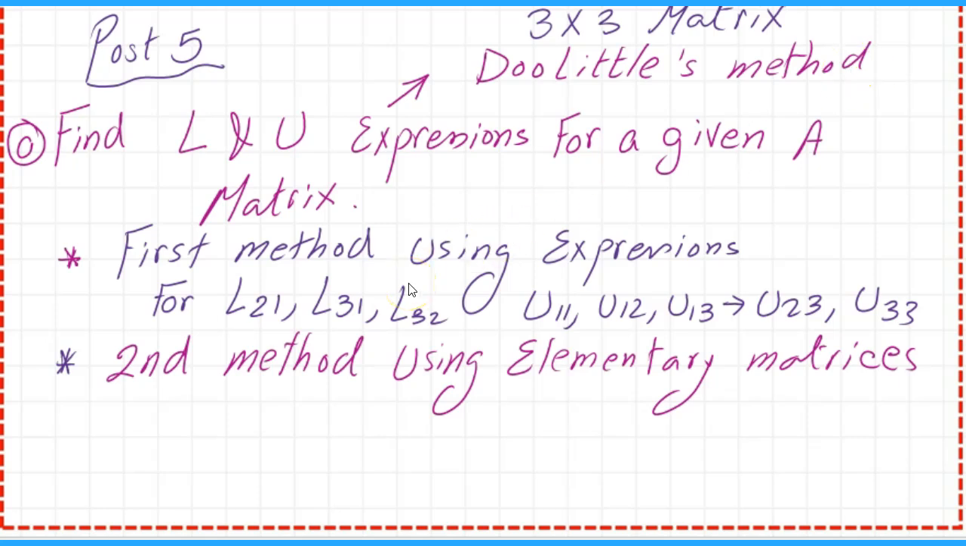The first method uses the expressions that we derived in the last video for L sub 21, L sub 31, L sub 32, and the values for the upper matrix, which are U sub 11, U sub 12, U sub 13, and later U sub 23, U sub 33. The second method uses elementary matrices to get the L and U elements for these two matrices. We'll move to the second slide.